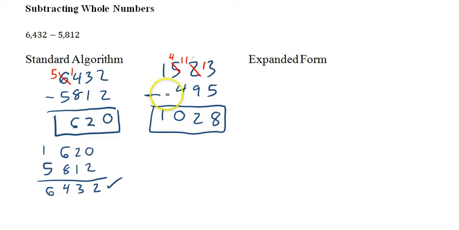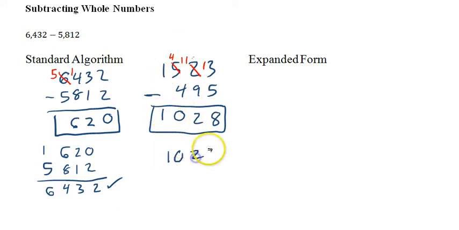You should get 1,028. So we had a borrow from the 2, which changed it to a 1. And then we put a 1 in front. So 13 minus 5 is 8. And then 11 minus 9 is 2. 4 take away 4 is 0. And then 1. And we'll double check it.